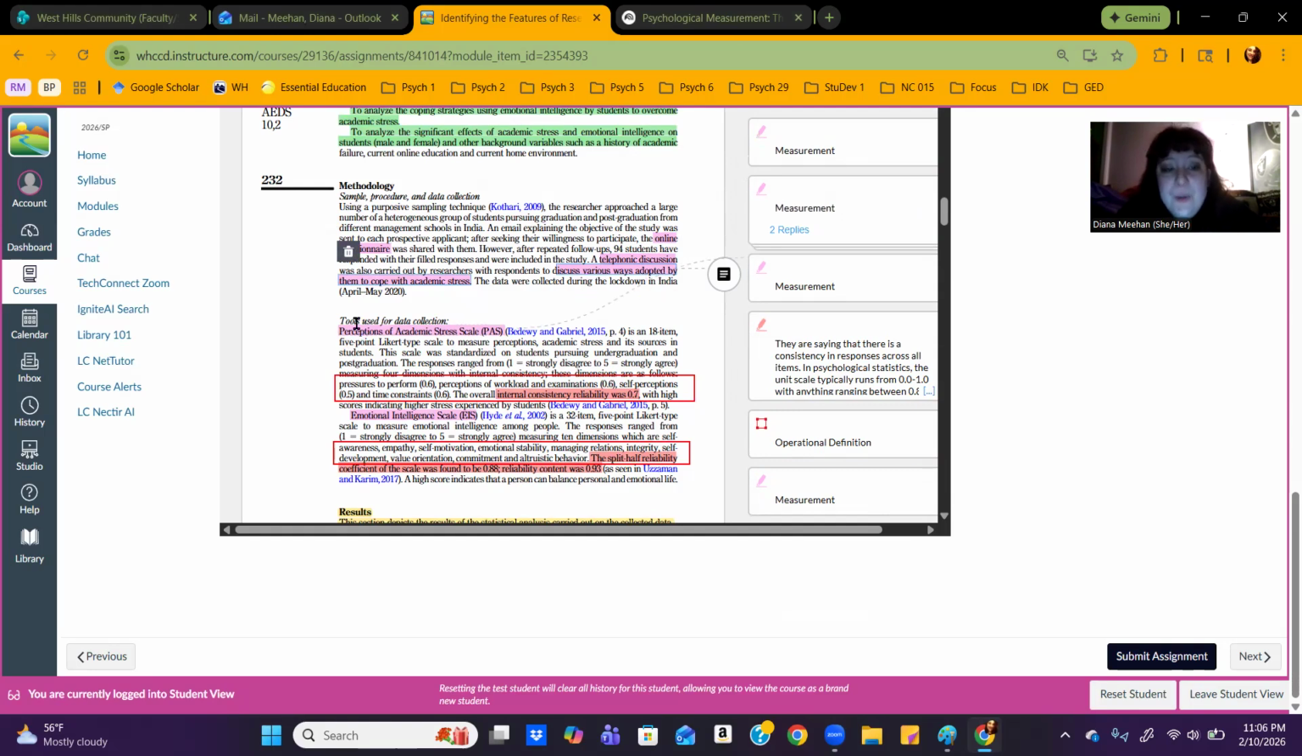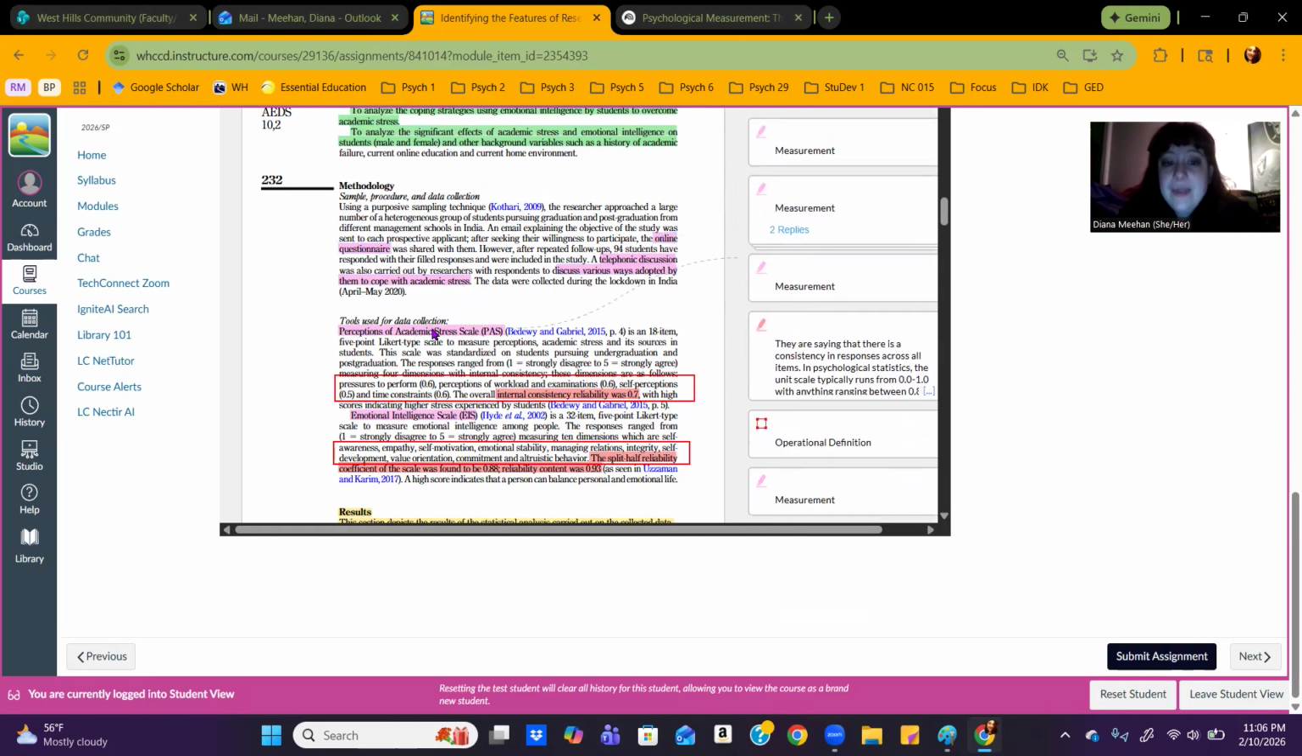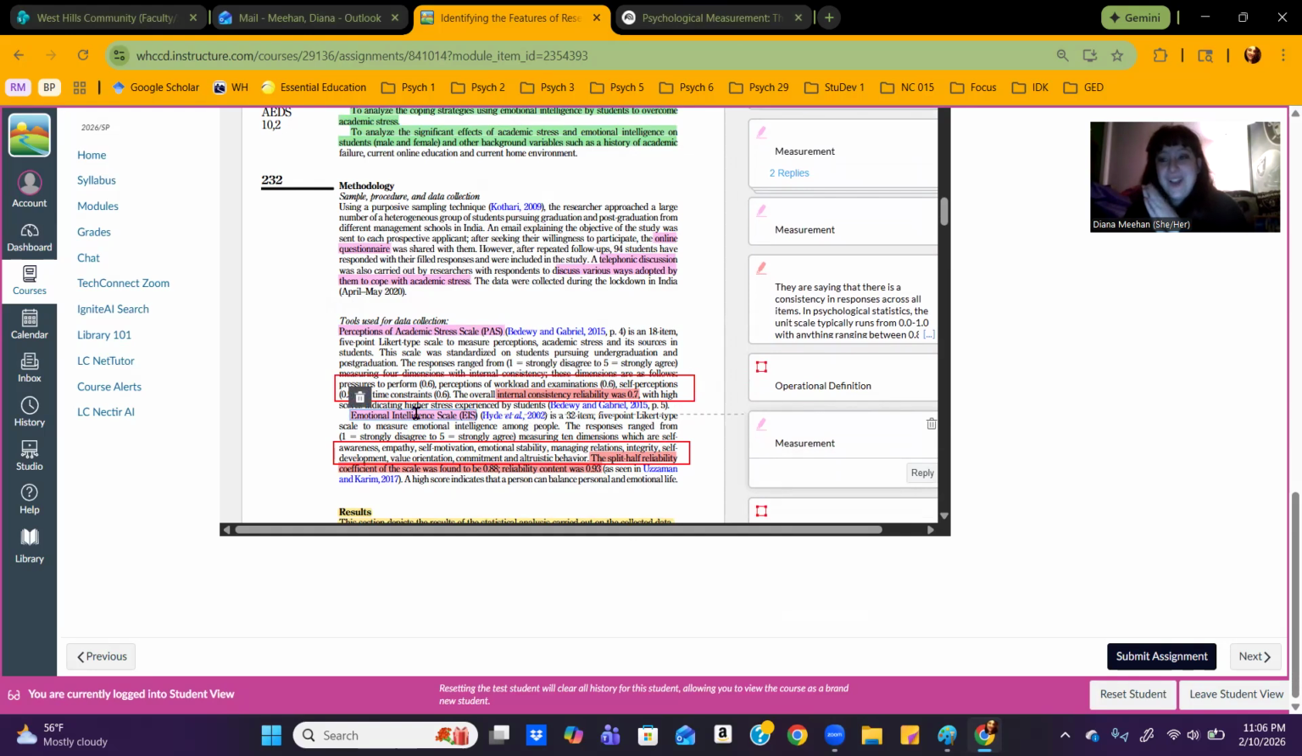Then they also use, here's the tools for data collection. When we talk about the online questionnaire, right, they actually use two. They use the perceptions of academic stress scale. This is a measurement. That's a measurement. And then the emotional intelligence scale. That's also a measurement. So those were the two questionnaires that they used to assess academic stress and emotional intelligence. And then they used the phone conversation to address the coping strategies.